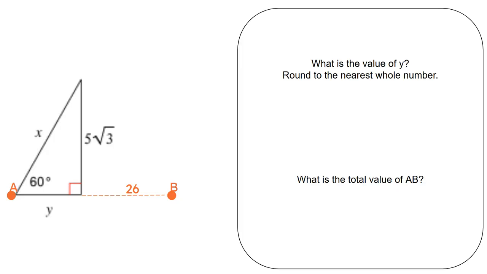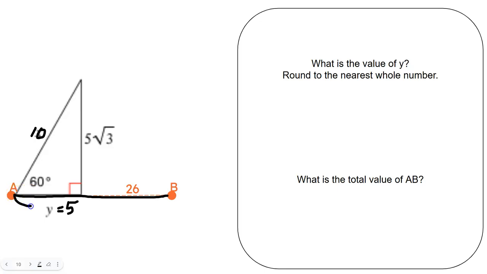Okay, so we didn't need to use cosine 60 equals y over 10 because we used the values for the special right triangle of a 30, 60, 90 triangle. And we found that this side is equal to 5, and the longer side is equal to 5 times the square root of 3. And then we found that the hypotenuse is equal to 10 because it's 2 times the shorter side.